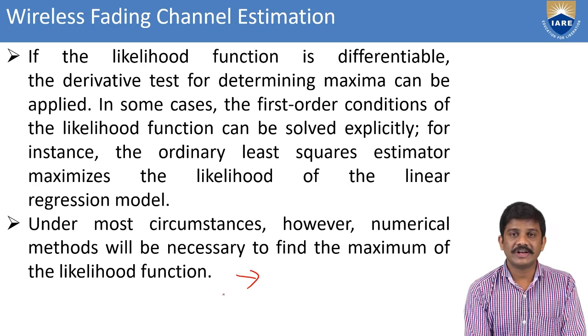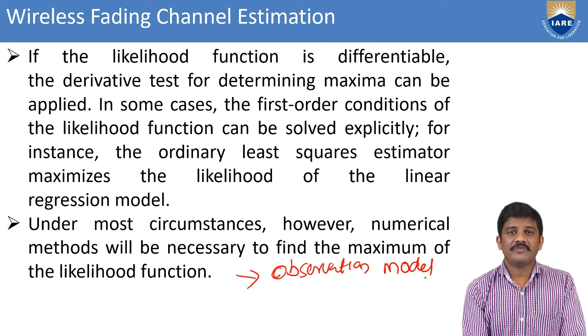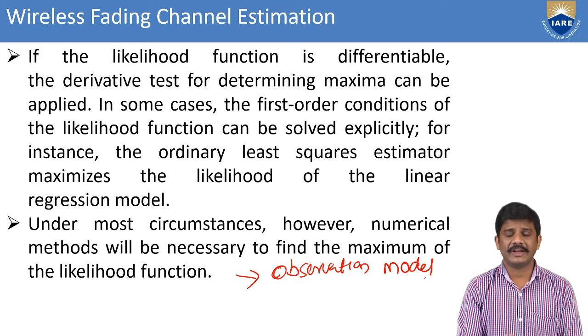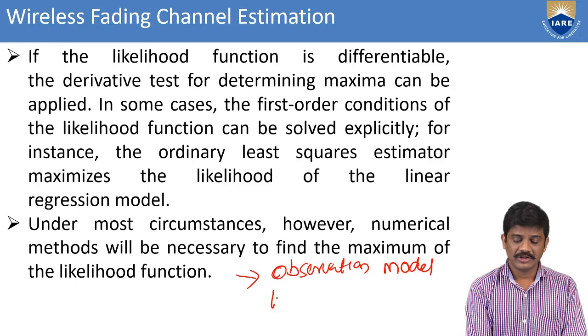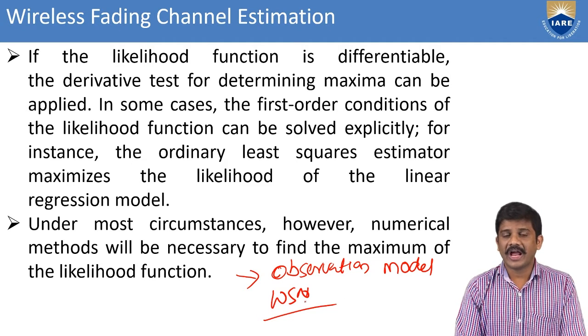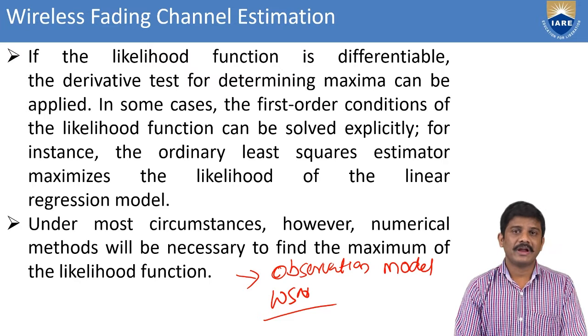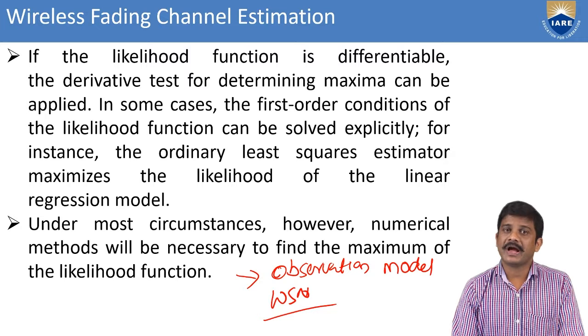That means we have to consider the observation model. What is the observation model? For that we are considering a simple network. What is a simple network? The wireless sensor network, that is WSN, we are considering here. In that we have different nodes and different clusters. From the node we sense the parameters.